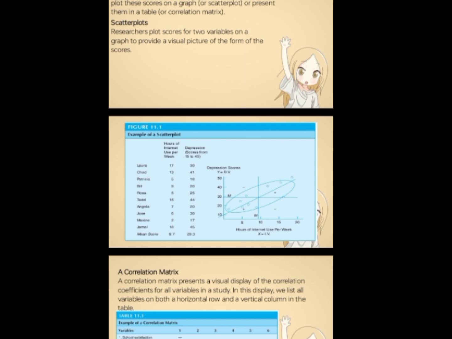The students use the internet for an average of 9.7 hours per week, and their average depression score was 29.3. So, drawing vertical and horizontal lines on the graph that relate to the mean scores. And in our example, to have a depression score below 29.3 is positive because that suggests that the students with such a score have less depression. To score above 29.3 indicates more severe depression, and this is negative.